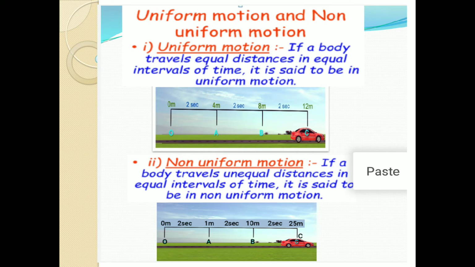Non-uniform motion means a body travels unequal distance in equal intervals of time. Unequal distance and equal interval of time. You can see that at 0, it covers 1 meter in 2 seconds, then 10 meters in another 2 seconds, then another 2 seconds, it covers 10 and 25, so 15 meters. So it is equal interval of time and unequal distance. If a body travels unequal distance in equal intervals of time, it is known as non-uniform motion.